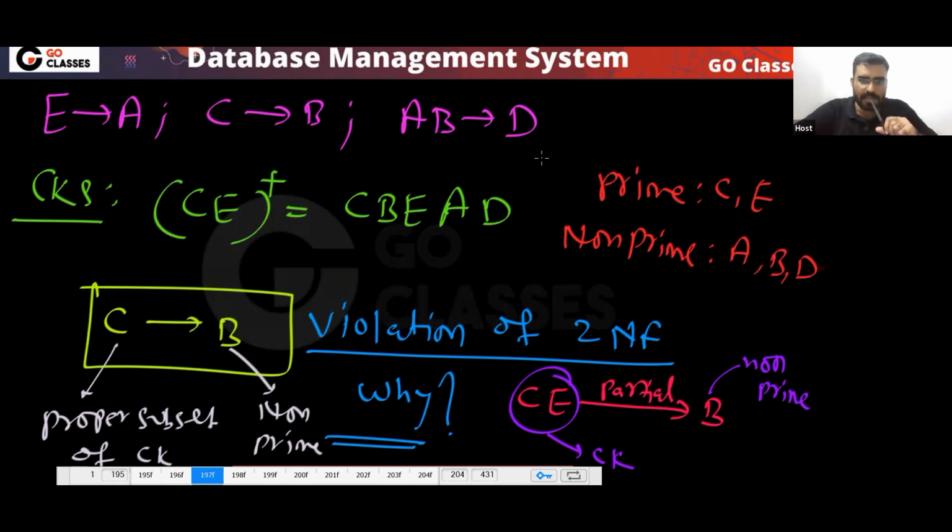Mavit is asking: sir, if some proper subset of a candidate key can determine a non-prime attribute, can this dependency be partial or full? Yes, it can be partial or full. If it is partial, then there is a problem. Is this clear, Mavit? If this is partial, then there is a problem.